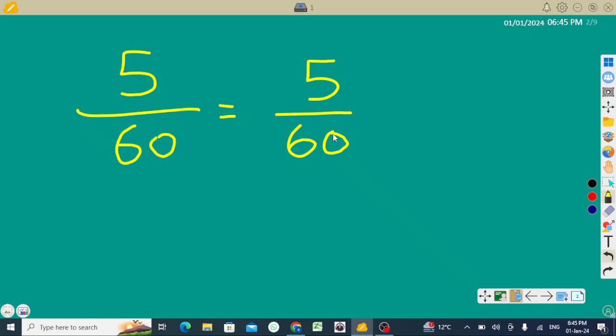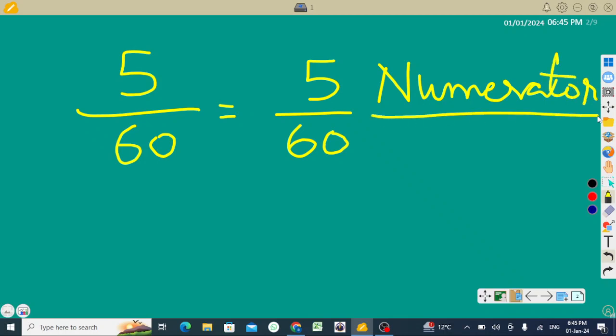What we write on the upper side is the numerator, and what we write on the lower side is the denominator. So the denominator is the whole. So we make parts of a whole.